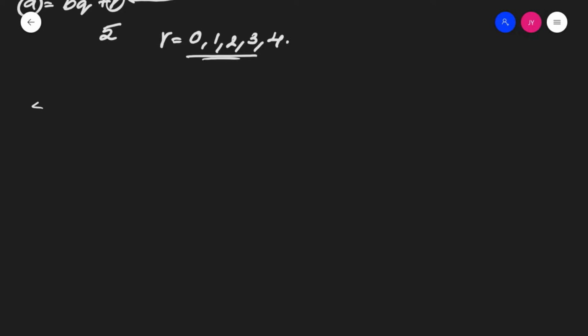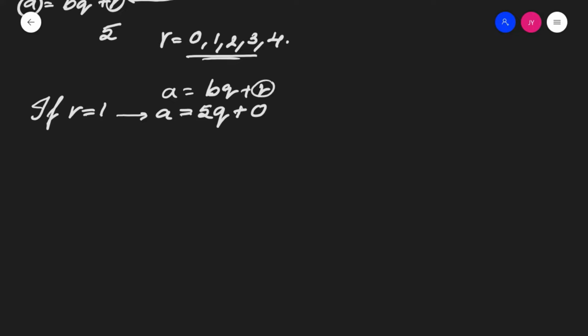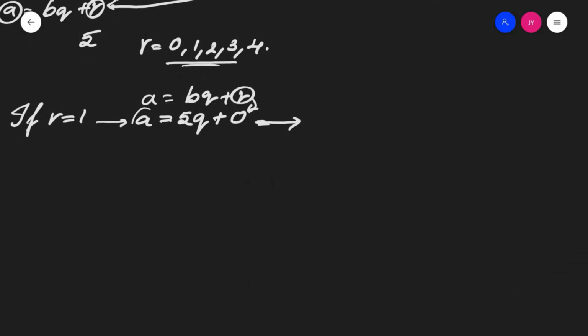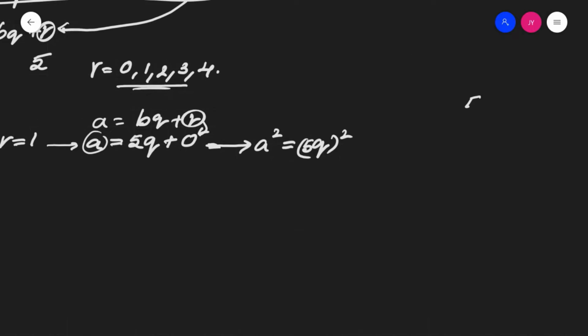So first case, if R is equal to 0, then A is equal to 5q plus 0, because A is equal to bq plus R and R is equal to 0. So they have asked the square of that number. So we have to square A here. So A square is equal to 5q whole square, because 5q plus 0 is equal to 5q. And when A is equal to 5q, A square is equal to 5q square.